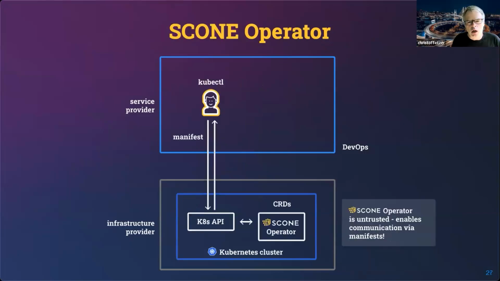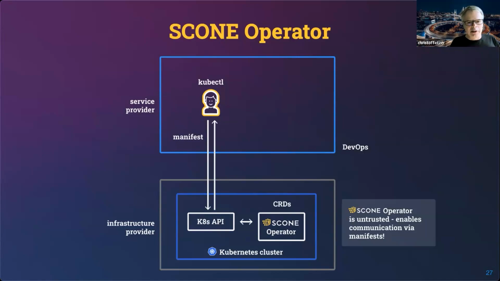Now, the question is, how can we establish trusted services in this context, in this Kubernetes cluster? We do it in the following way. We can send manifests that describe custom resources, like a confidential service. These custom resources are processed by a SCONE operator, an operator that provides certain custom resource definitions.